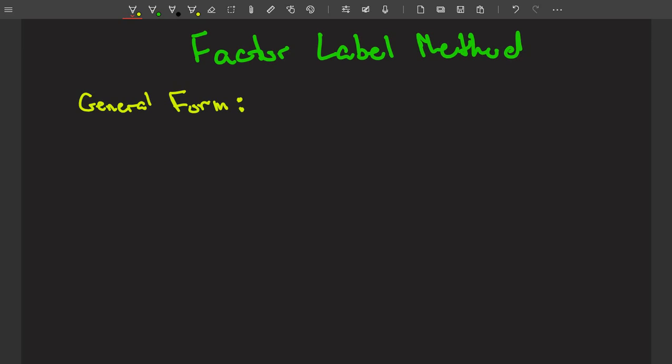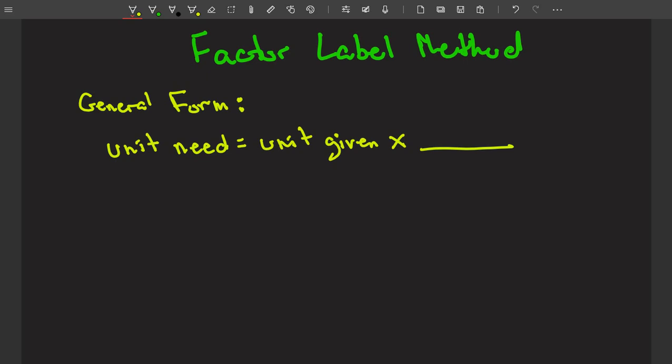So it's the unit you need or are being asked for, and we'll do an example to tie this together, is equal to the unit you are given times what's called a conversion factor. Now this conversion factor will usually be a ratio or a fraction that connects these two units, the one you're given and the one that you need. If it's a ratio, convert that into a fraction.